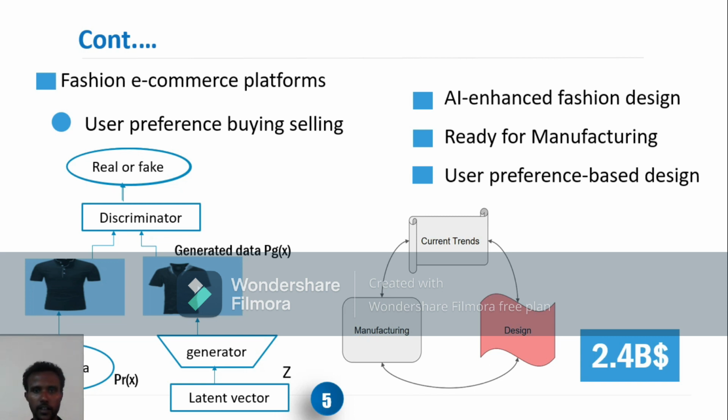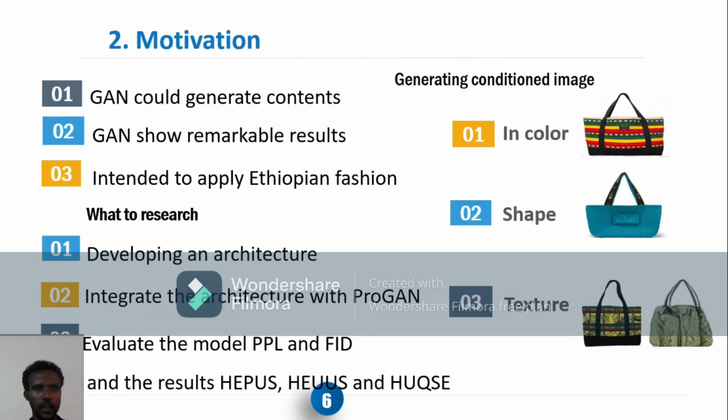plays a significant role whenever we design user preference, selling and buying mechanisms. So AI plays this role. Apart from AI, the generative adversarial network can play a significant role in generating or designing new designs as per the user preference, or we can call it user preference design.